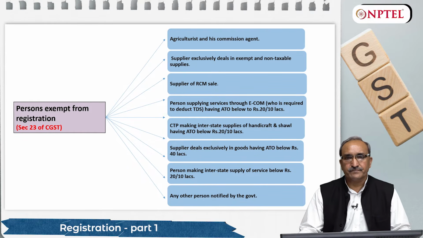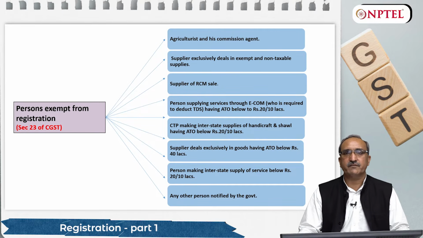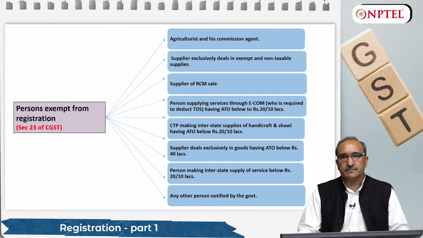And these are, number one, agriculturist and his commission agent. So any person who is having income from agriculture produce and he is getting crops, vegetables, fruits from agriculture, they are not supposed to take GST registration under GST, and their products are also exempted from GST.